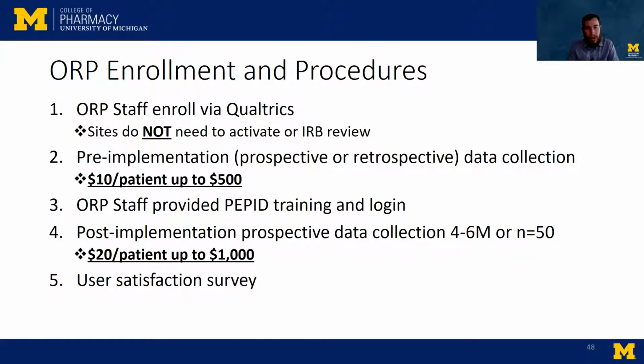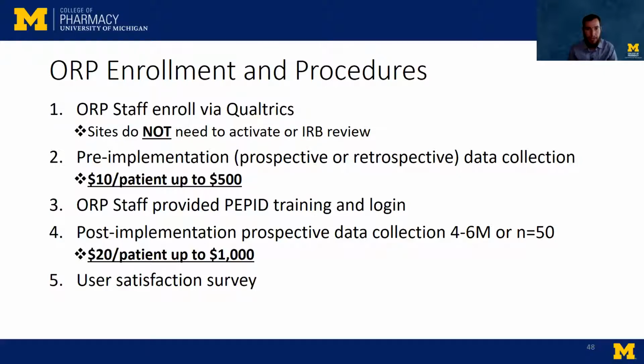So we just need to find these ORP staff that are interested in participating in this. That's why I'm hoping that you guys out there who work at these different sites, who might have staff members that might be interested in participating, all they have to do is contact us and enroll via Qualtrics. We do not need the site to activate this. We do not need a site PI. We do not need the IRBs at the sites to approve this. This is Michigan IRB approved. So all we need are ORP staff who want to participate.